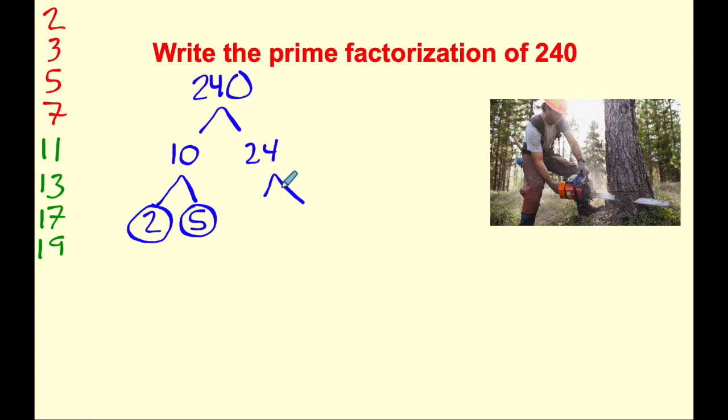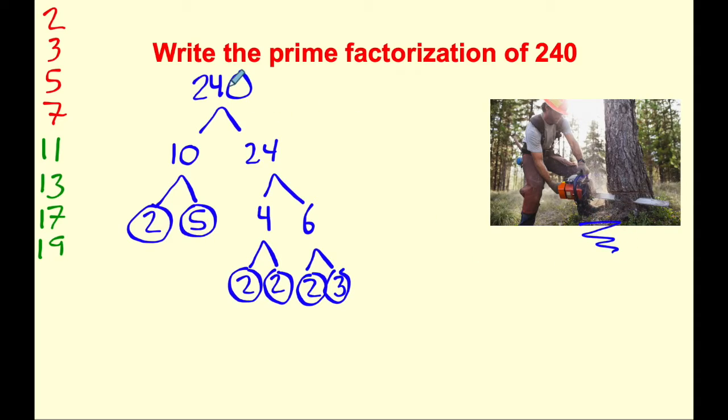We could say 2 and 12. We could say 8 and 3. We could say 4 and 6. Let's just go ahead. Let's go with 4 times 6. 4 times 6 is 24. 4 is not prime, 6 not prime. But we can make them prime. 2 times 2 is 4. 2 times 3 is 6. And you'll notice that with the chainsaw method, the factor tree is a little bit smaller because we're chopping the numbers faster. That is a benefit.